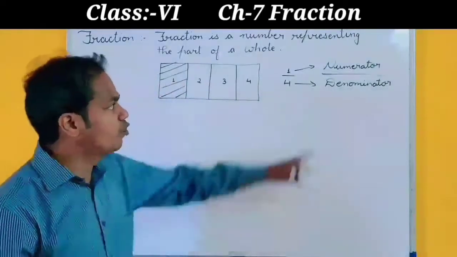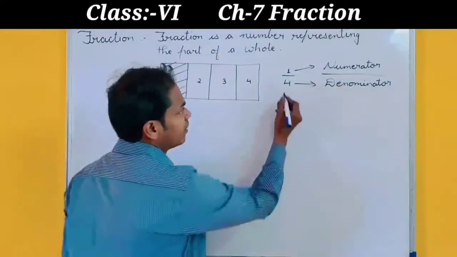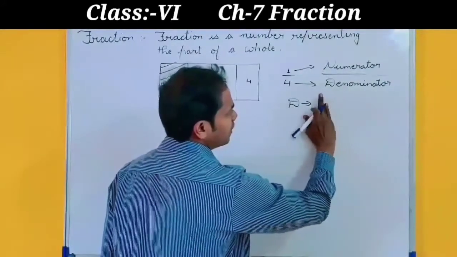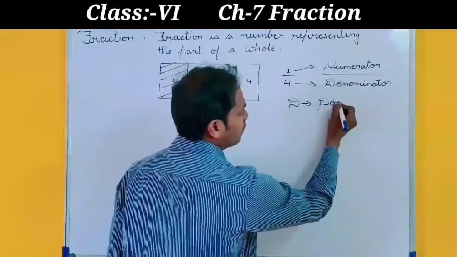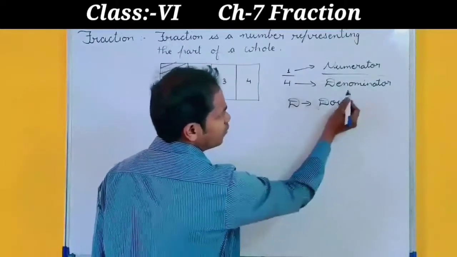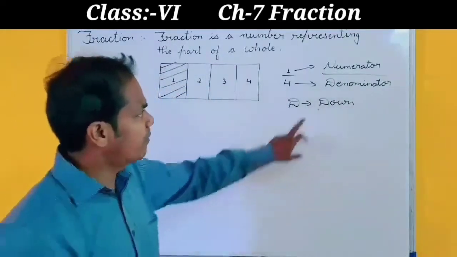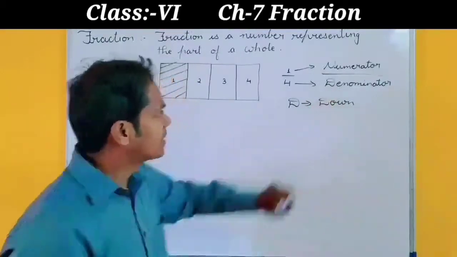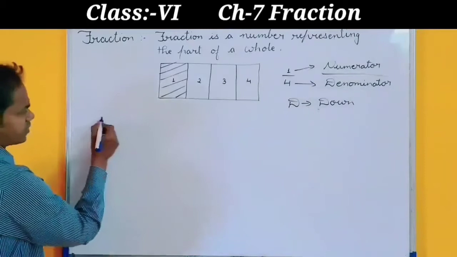Sometimes you will get confused between numerator and denominator, so you can remember: D means down and D means denominator. D means down, so this down value is known as the denominator. So you can remember, the down value is known as the denominator. Both are same. Okay. Now types of fraction.